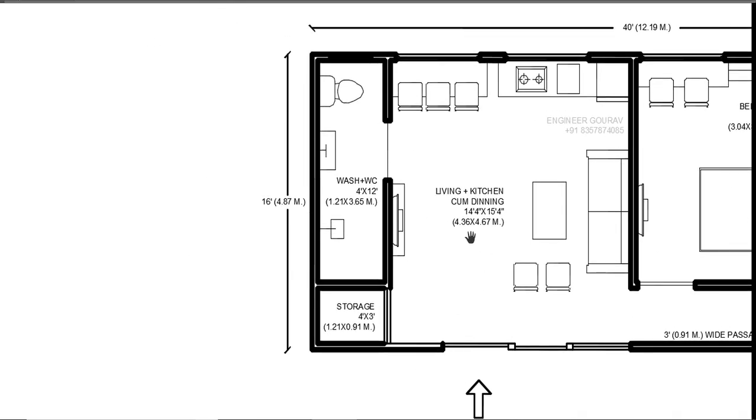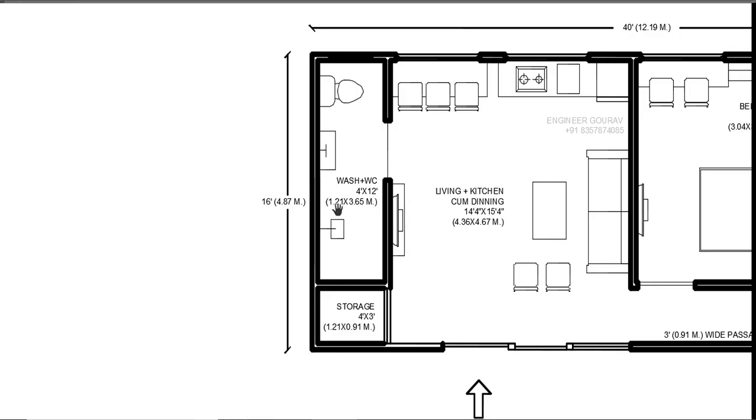So we have a living plus kitchen cum dining area. You can see here the sofa arrangement, tea table arrangement, chair arrangement and also a TV unit on the front wall, and we have a kitchen cabinet with burner, sink and refrigerator arrangement. Also on the left side we have a dining counter with 3 chairs and 2 large size windows for ventilation and light purpose of this area.